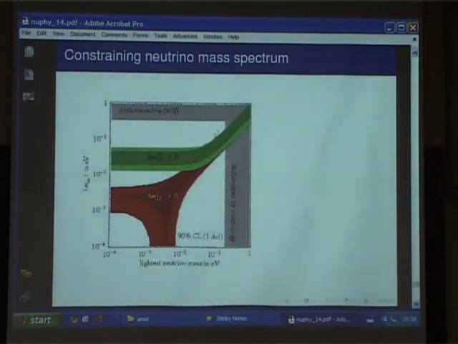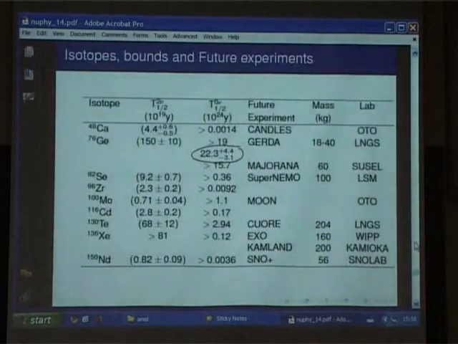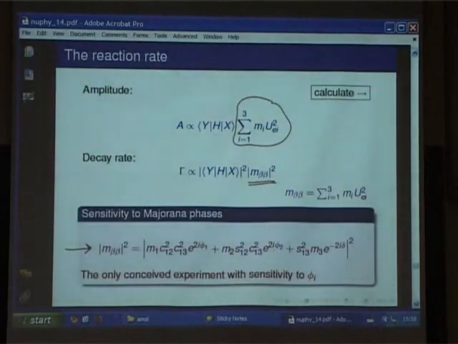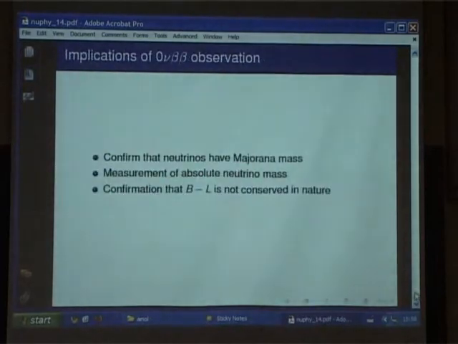So again, this was sensitive, as I said, not just to Majorana phases, also to M1, M2, and M3, not just delta m squares. So that's very crucial. Therefore, the experiment is very important because it gives you not two but actually three different inputs. Right? It confirms the neutrinos have Majorana mass, it gives you a measurement of absolute Majorana mass, and it confirms that B minus L is not conserved. All three things simultaneously. Therefore, it's an important experiment.